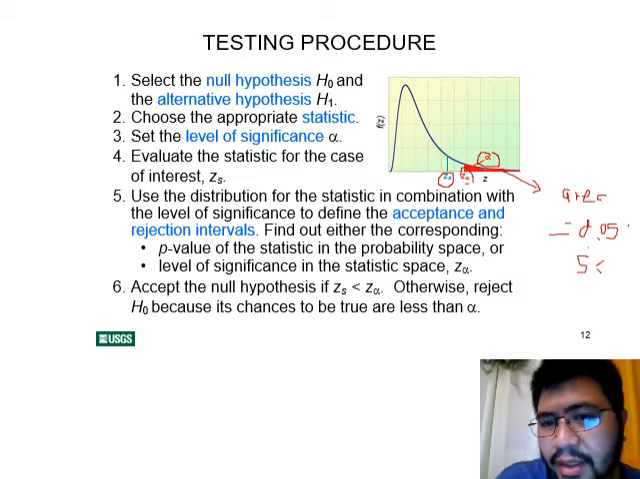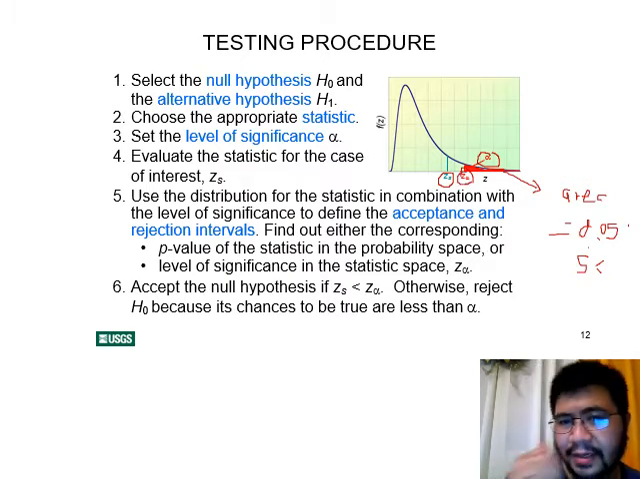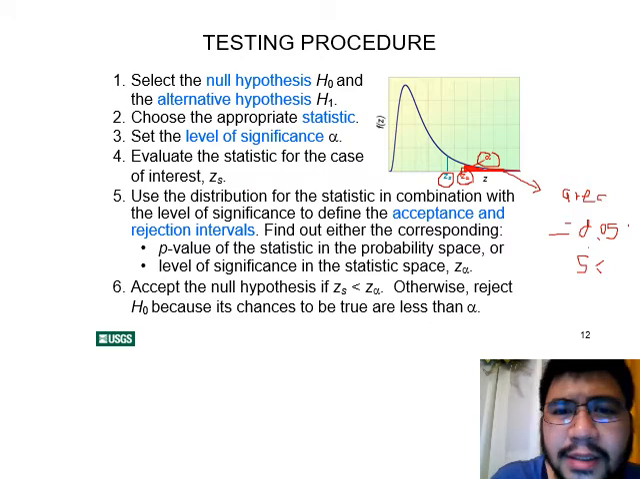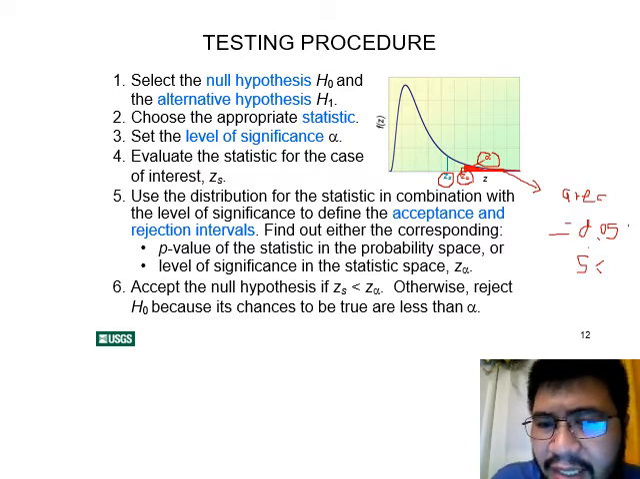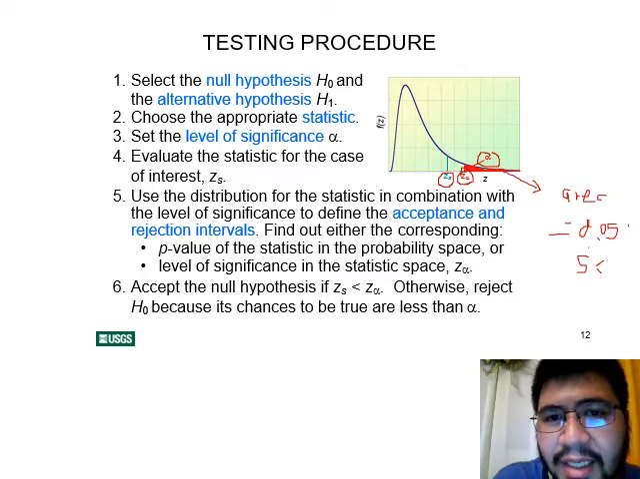Okay? So alpha is 5% cumulative probability. So we superimpose it here. This would be the approximate position of your Z alpha. Okay. Then we compare the Z score versus the Z alpha.